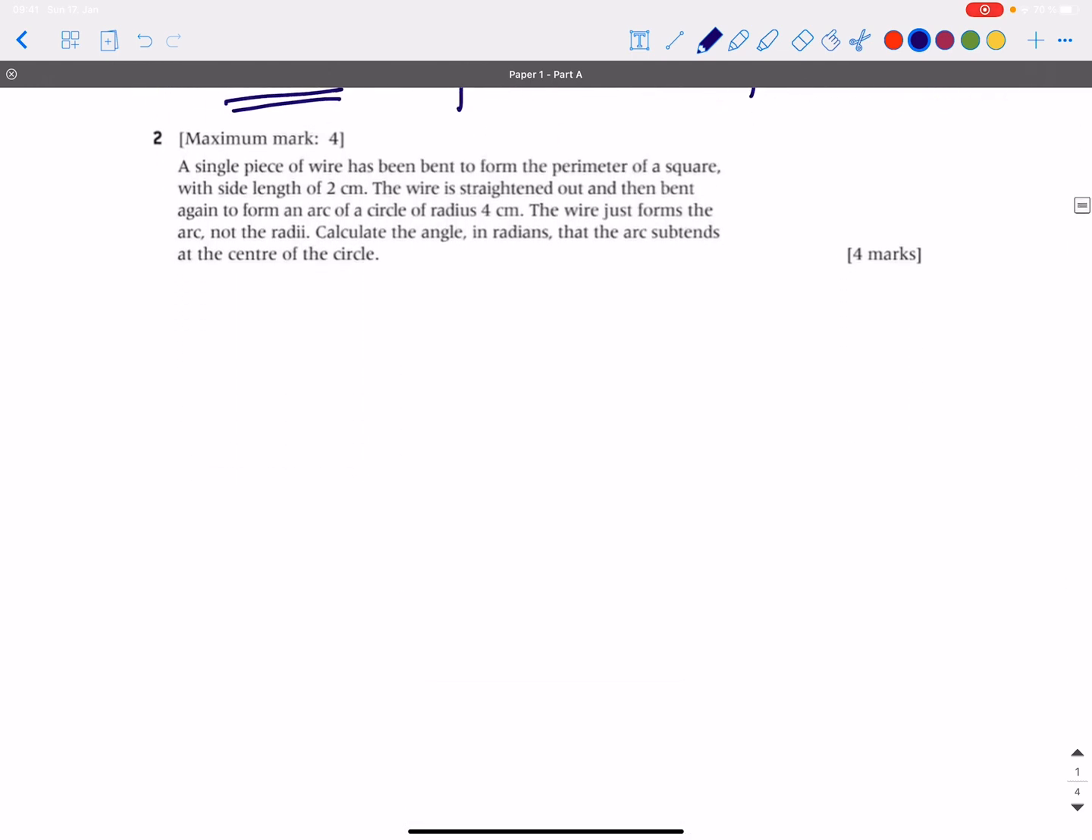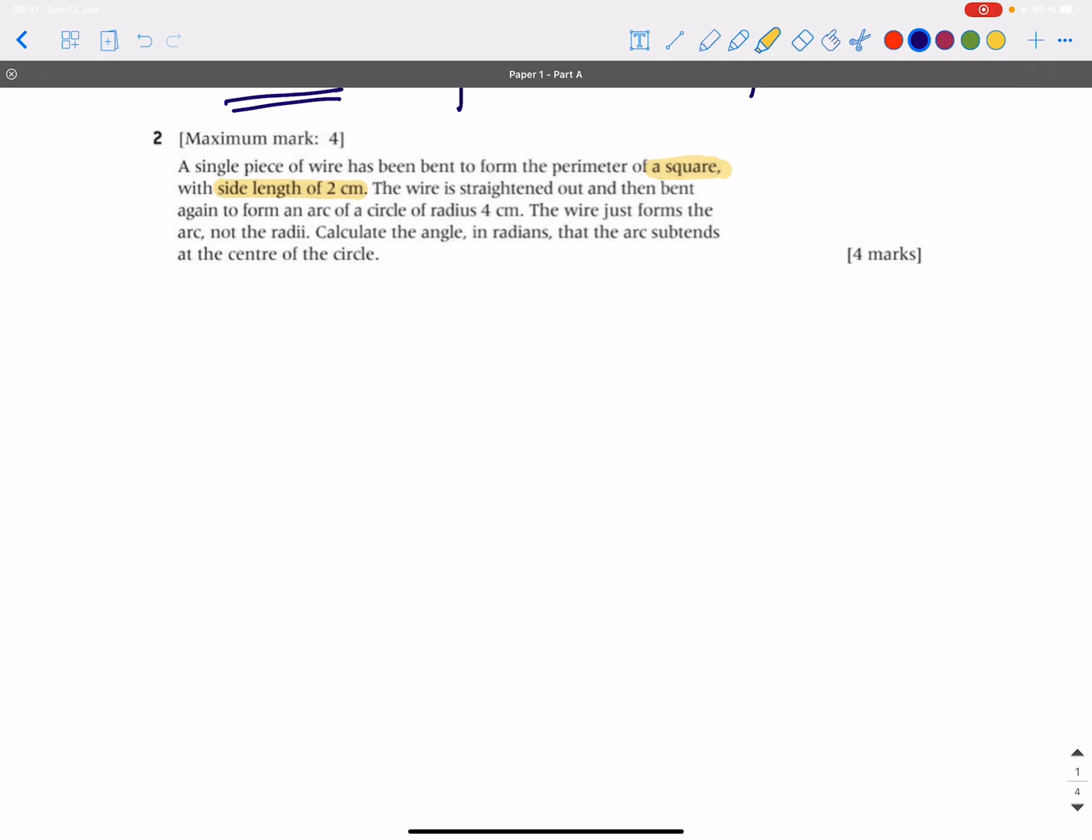This is slightly more an applications question, although I have to be honest, I don't know why anyone would do this in real life. But anyway, what it says is, a single piece of wire has been bent to form the perimeter of a square. I'm just going to highlight the bits I think are important. So I think it's important that it's a square, because that means every side is going to be the same length. It tells me the side length is 2 centimeters.